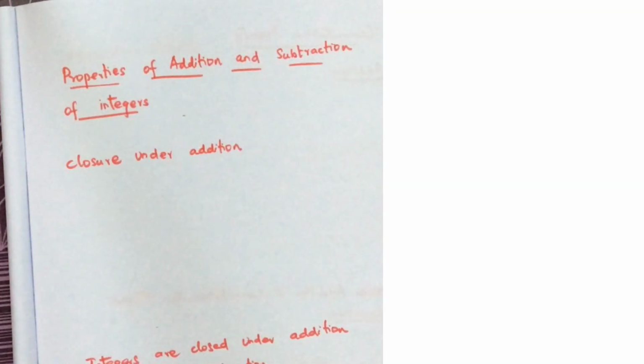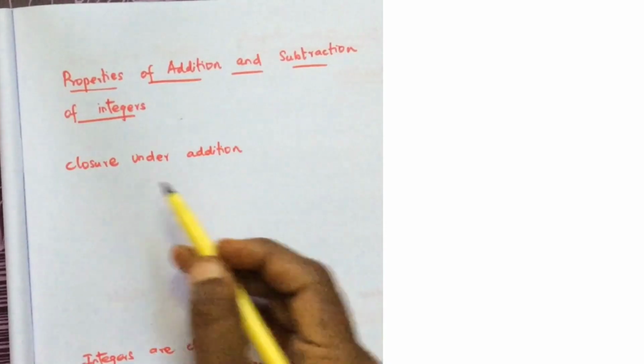Good morning. In this class we are going to see about the properties of addition and subtraction of integers, and then we will proceed solving the exercise 1.2. The first thing is closure under addition. What is meant by closure?